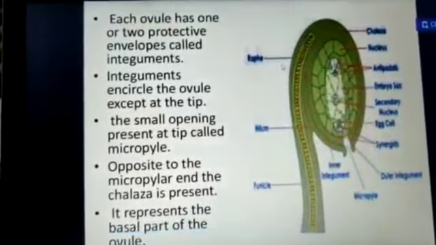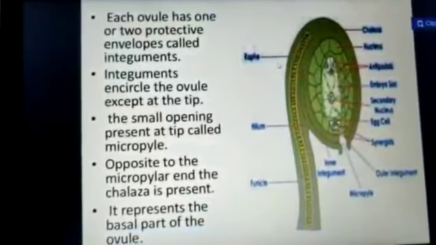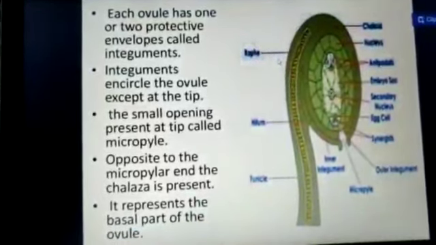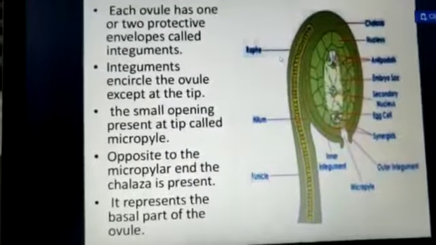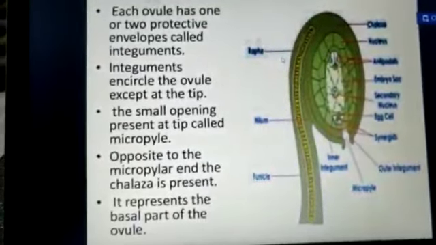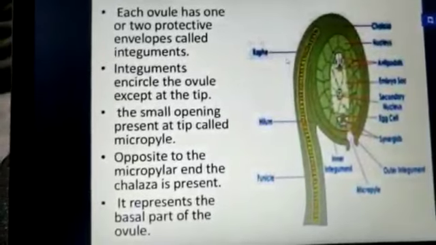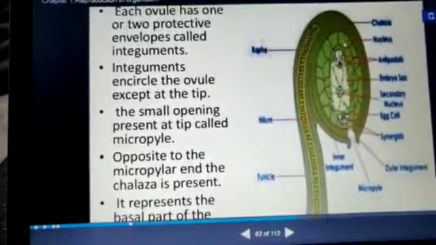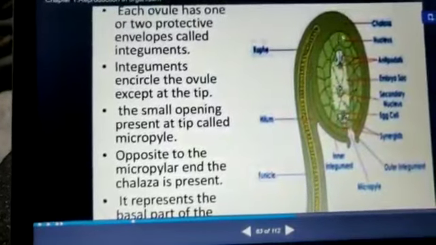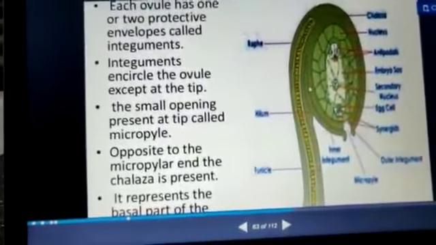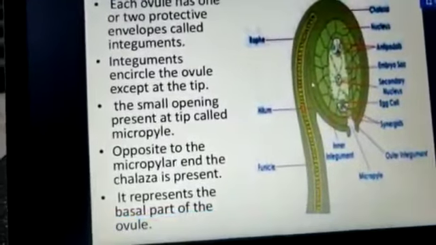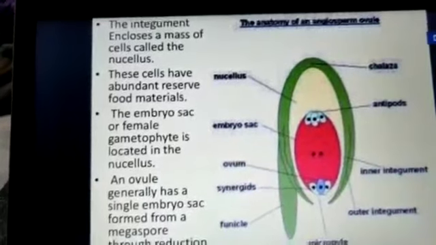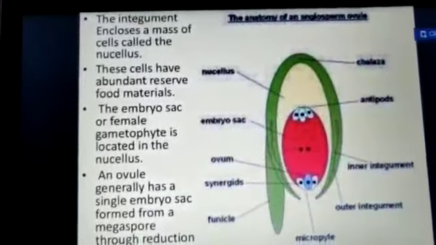Each ovule has one or two protective envelopes called integuments. Integuments encircle the ovule except at the tip, and the small opening present at the tip is called micropyle. Opposite to the micropylar end, the chalaza is present. The lower portion, this is the micropyle and this is the chalaza region. It represents the basal part of the integument. The integuments enclose a mass of cells called nucellus.